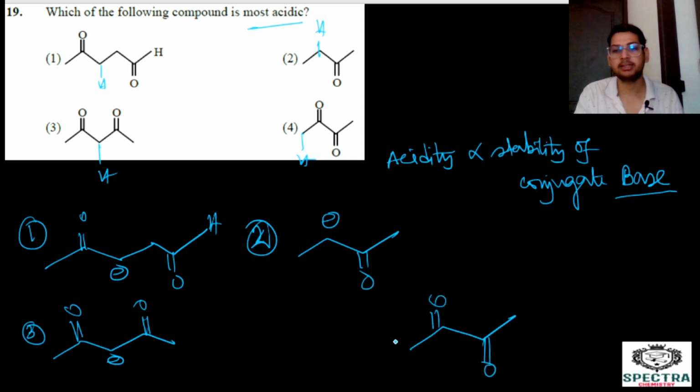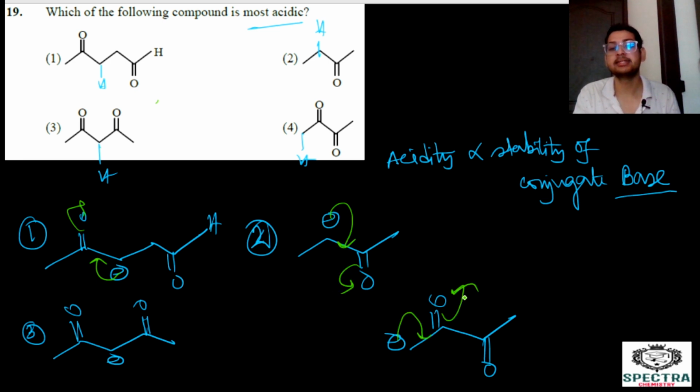Now tell me which is the most stable carbanion. Sir, this can do resonance like this, so it will be stable. And sir, this can do resonance with both the carbonyl groups. So 3 is the most stable.